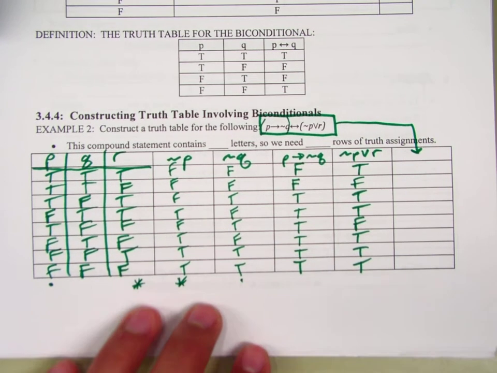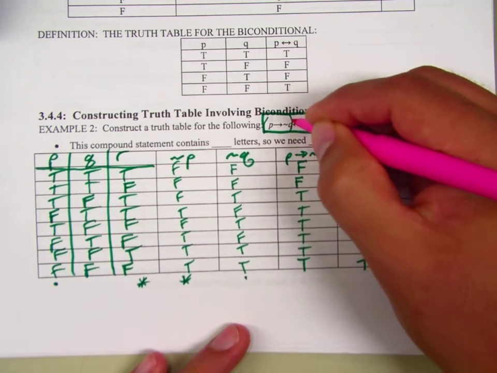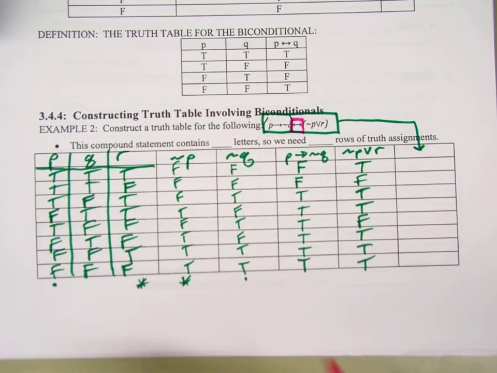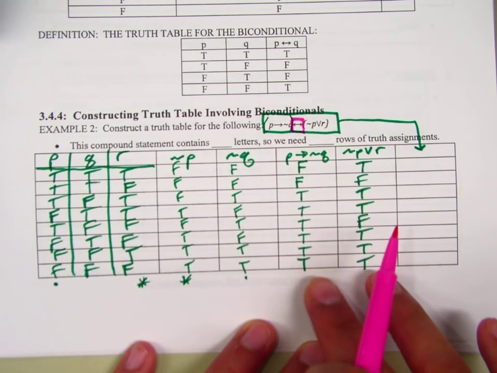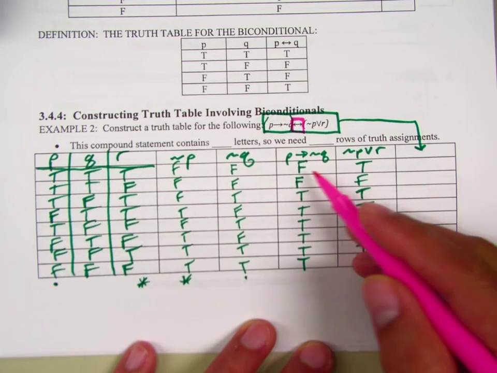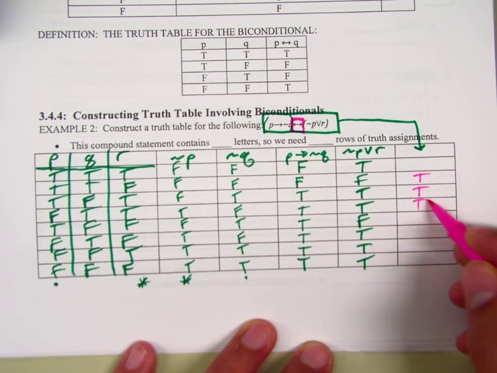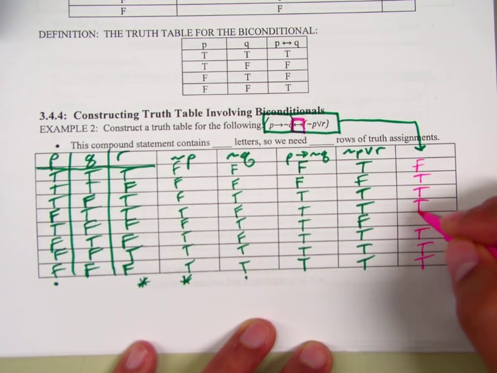Very last row, now we're using that new if and only if. What do we look for? 2 trues or 2 falses. And that's just these 2 columns here, right? So that happens second, third, fourth, and last 3 rows. Does that make sense? Everything else is false.